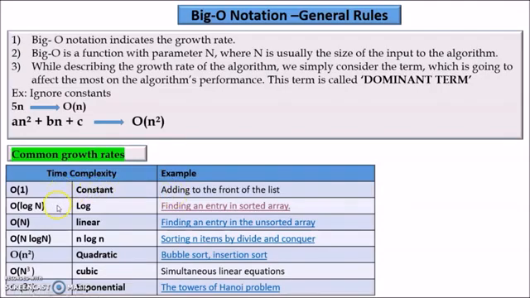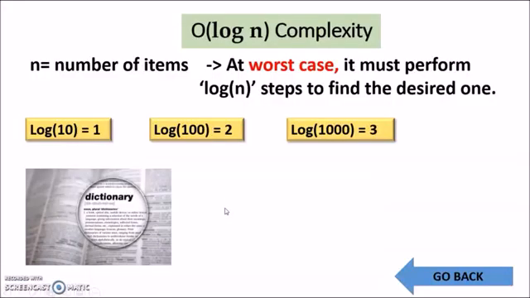Next, big O of log n. Here, as n, the input size, grows, your steps grow logarithmically, not exponentially. We'll see an example. The example is finding an entry in a sorted array. Okay, I have a sorted array. When I have a sorted array, how do I find my element? Like a binary search in a dictionary. In this case, n is the number of items always.